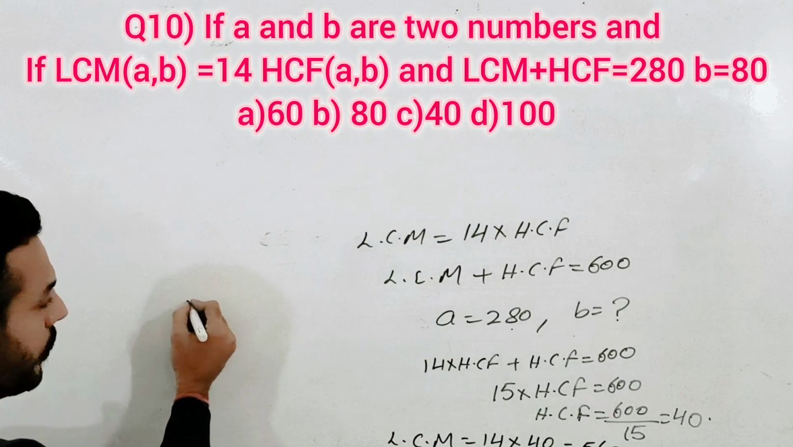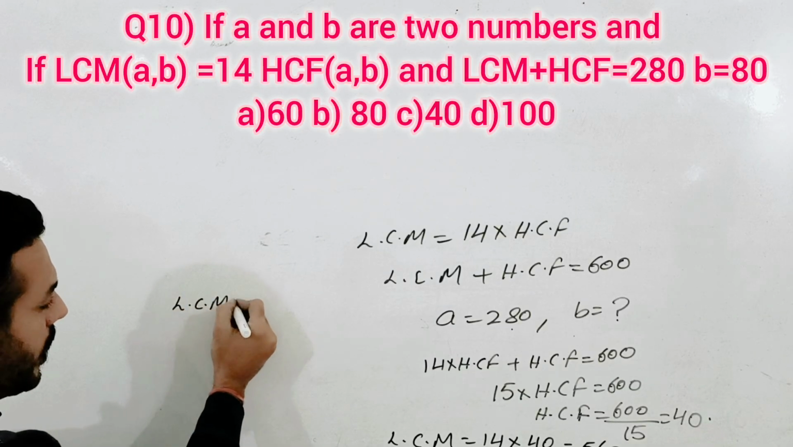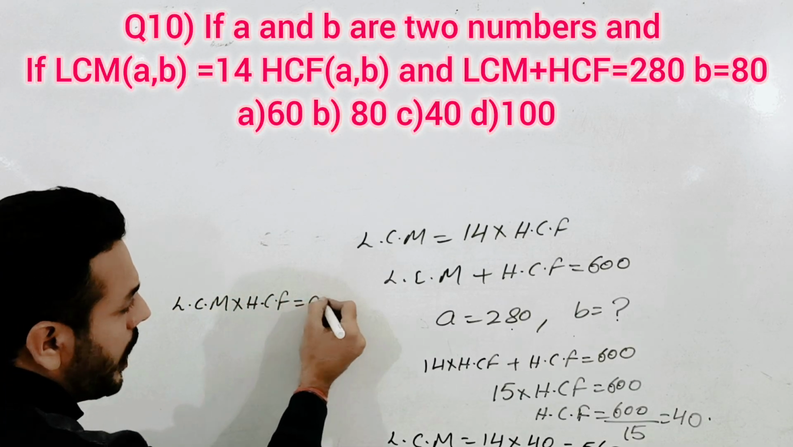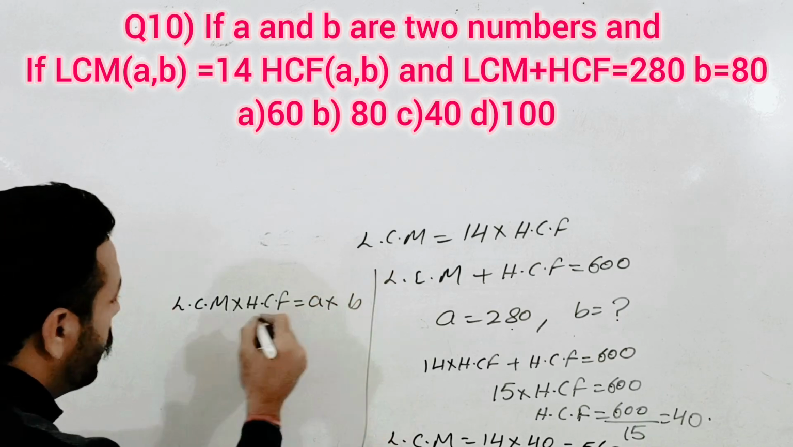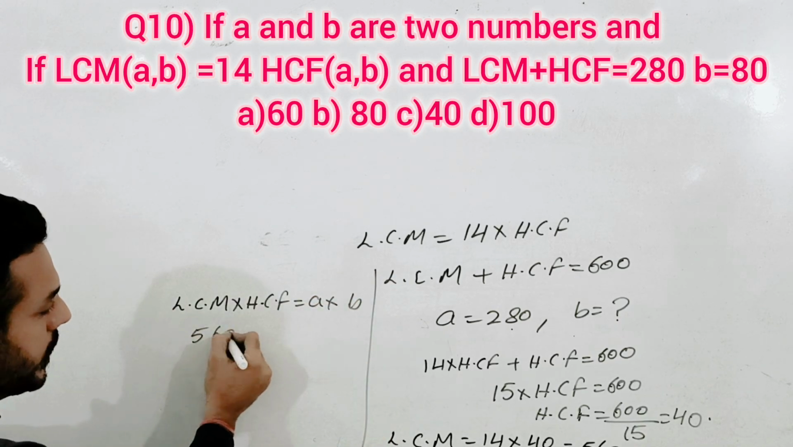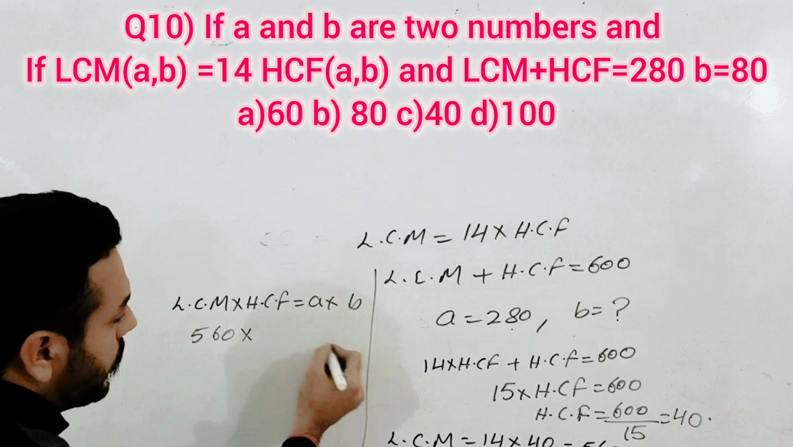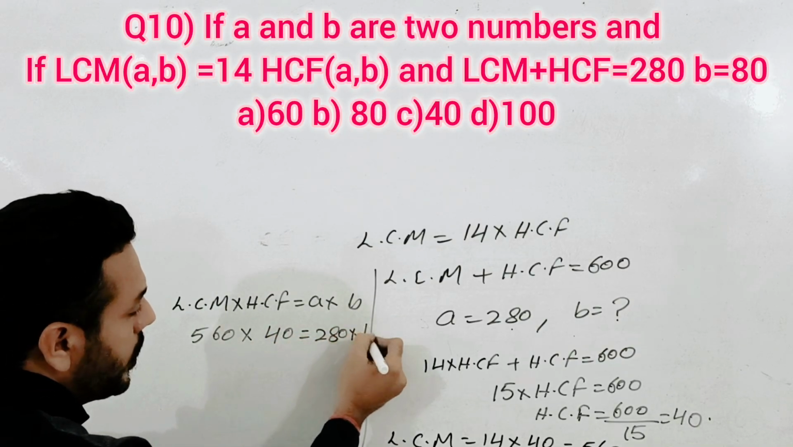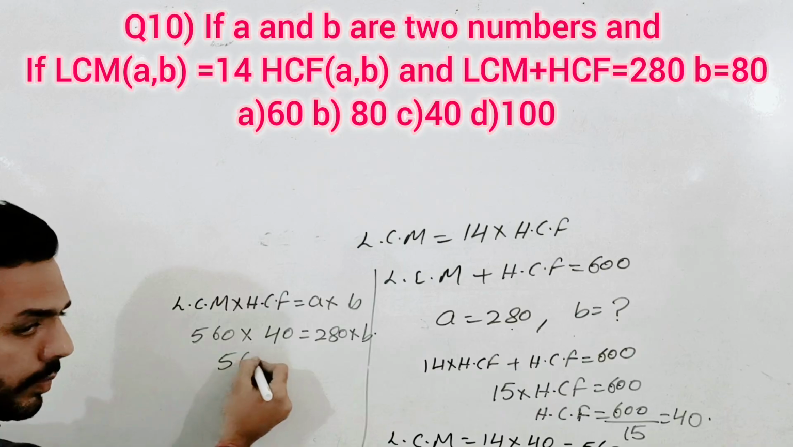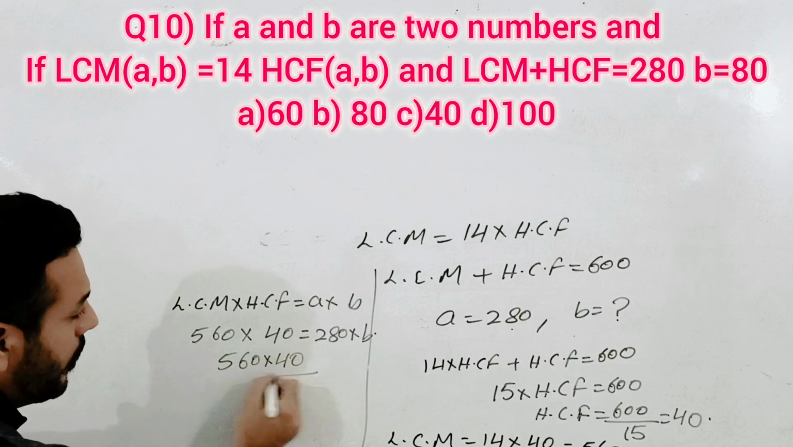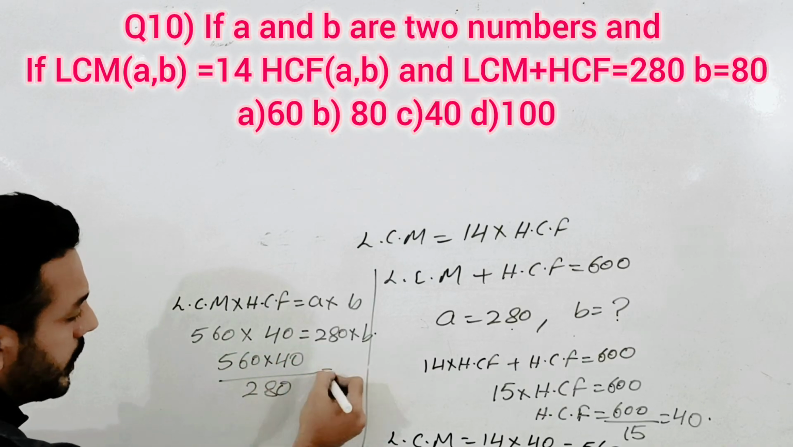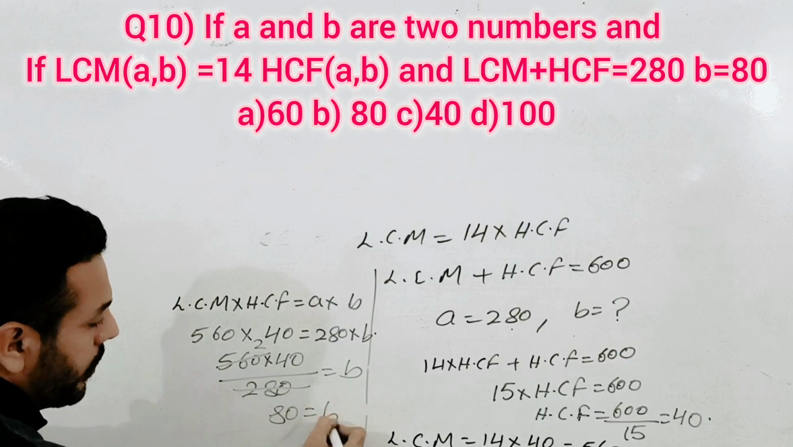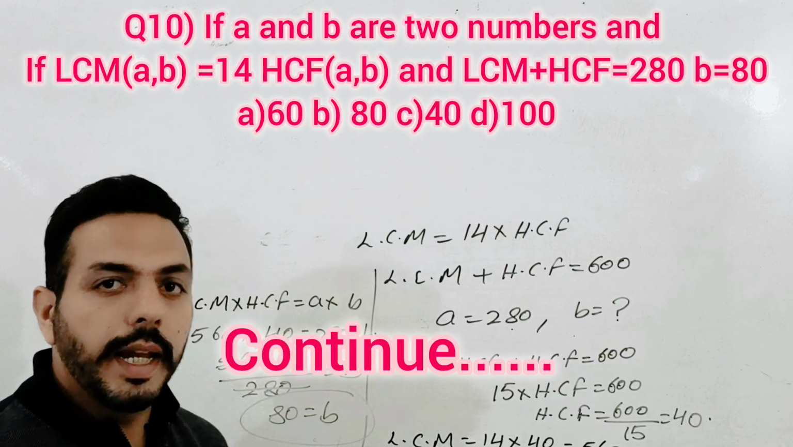Now, here we apply a formula, that is LCM into HCF is equal to A into B, right? Now, LCM is 560, HCF is 40, A is 280. Now, here we find B. 560 into 40 upon 280 is equal to B. Here we get 80. Now, our second number is 80, right?